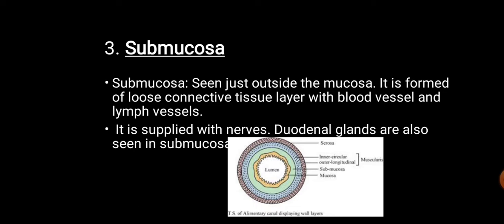It also consists of duodenal glands. Duodenal glands are otherwise called Brunner's glands, and they are tubular in nature and found in portions of the duodenum. The secretions from Brunner's glands protect the intestinal walls from the action of the gastric juices secreted from the stomach. So the third layer is the submucosa, which follows the muscularis and is made up of loose connective tissue which carries blood vessels, nerves, lymph vessels, and also duodenal glands.